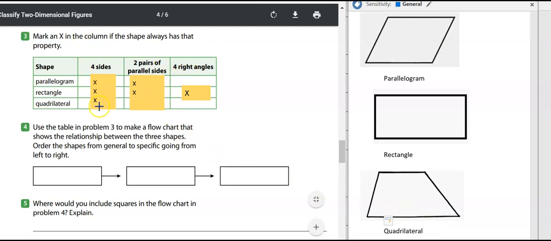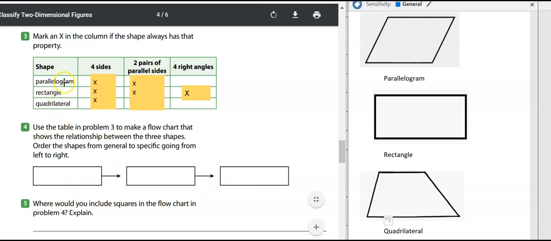So your table should look as follows. 3. To make a flow chart that shows the relationship between the 3 shapes, order the shapes from general to specific, going from left to right. So remember, the most specific would have all 3 of the criteria within it. The most general would have the least amount of criteria. And then the one in the middle will have some. It will have a little bit of the most general, but it will not have all. So let's see.